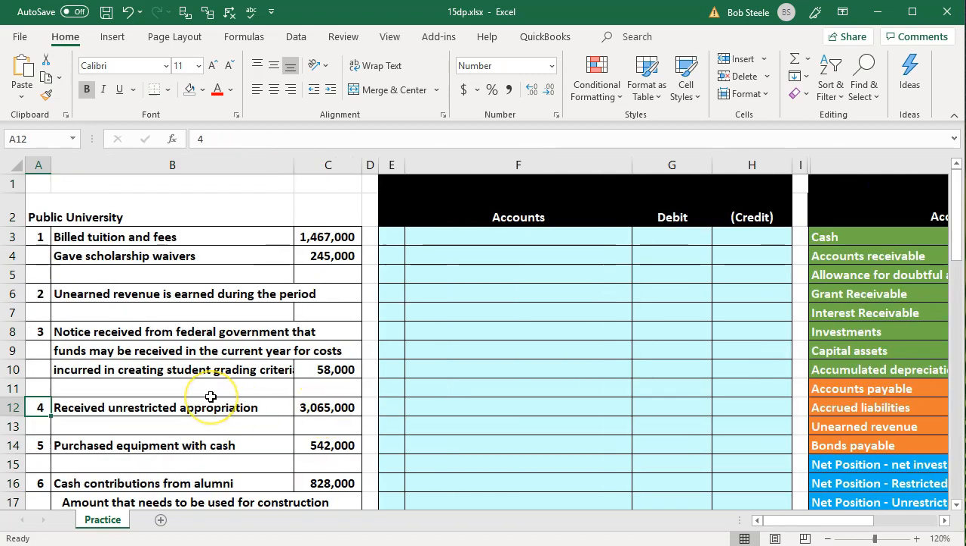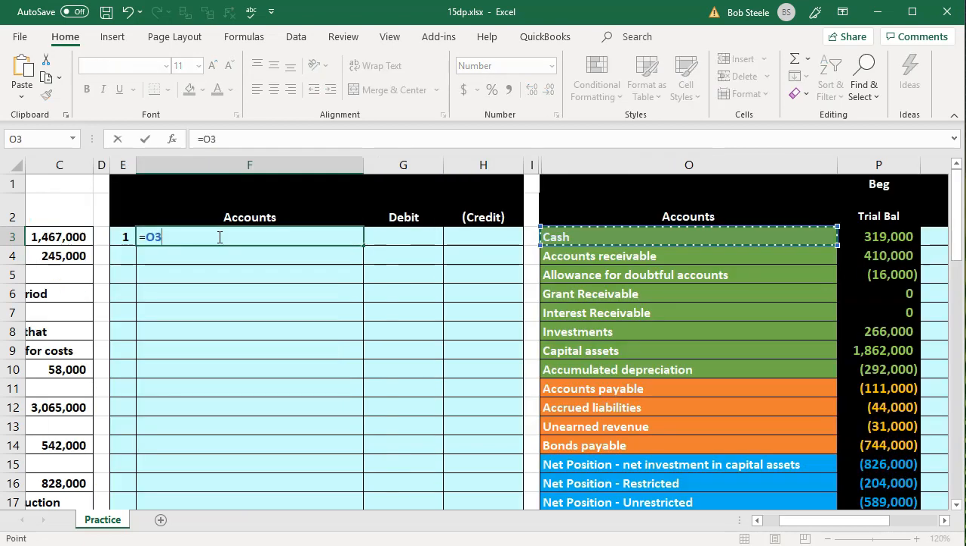And we're going to start off here with good old number 1, where we billed tuition and fees and gave scholarship waivers of $1,467,000 and $245,000 respectively. So we're going to say we, in essence, billed them, but have not yet received them. So this would be similar to us basically sending out an invoice for a for-profit organization where we would debit accounts receivable, here debiting another type of receivable, or the same type here because it's going to be the public university, that being accounts receivable.